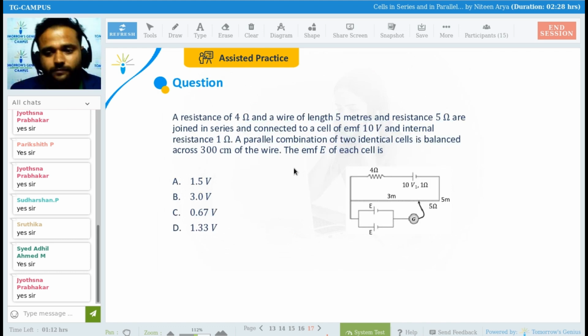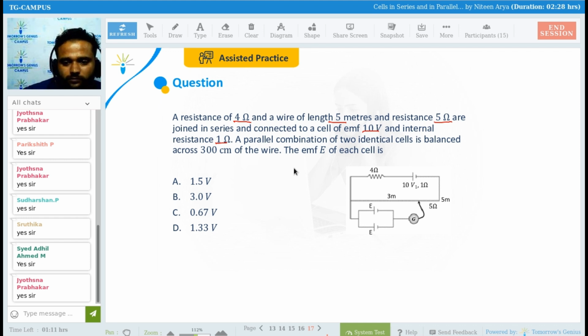Same condition you need to fulfill. But there is a catch here. Okay, I'll explain this. A resistance of 4 ohm and a wire of length 5 meter, and a resistance of 5 ohm are joined in series, like 4 and 5 joined in series, and connected to a cell of EMF 10 volt, and internal resistance 1 ohm. A parallel combination of two identical cells.